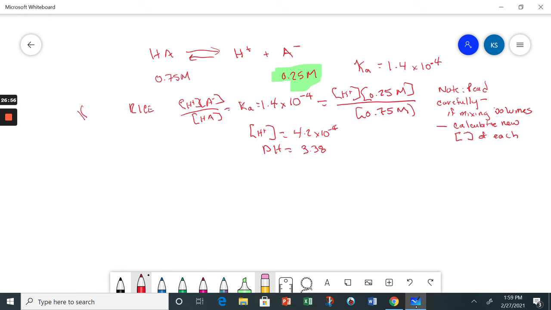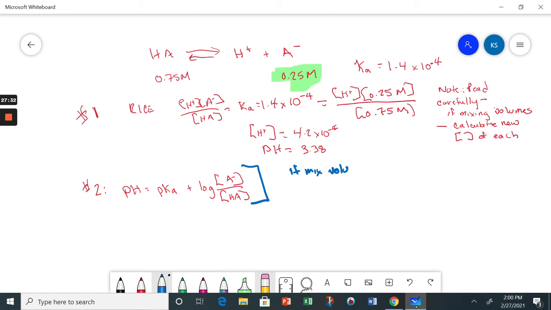Method number 2 is Henderson-Hasselbalch. Now, again, this is a straightforward, easy one, and I'll show you what I mean. pH is equal to pKa, negative the log of that, plus the log of the concentration of the A minus over the concentration of the HA. Now, if you mix volumes, we're not on this problem, find moles of each and plug in.